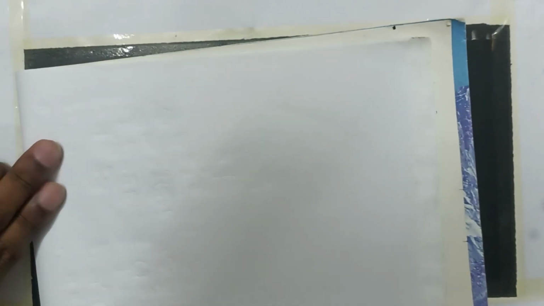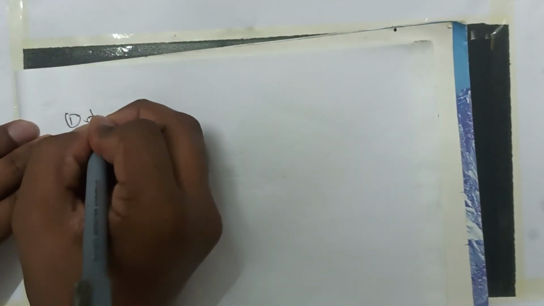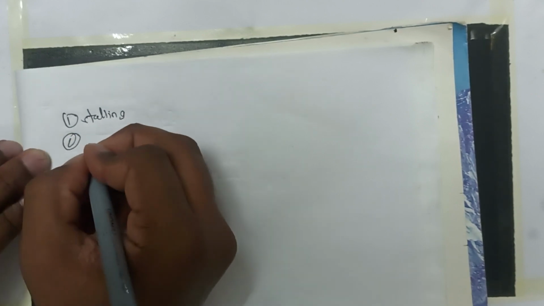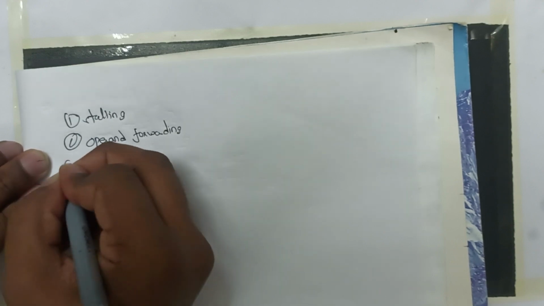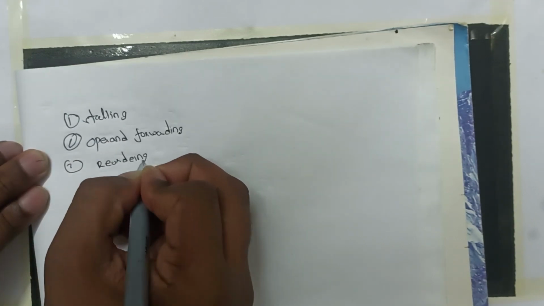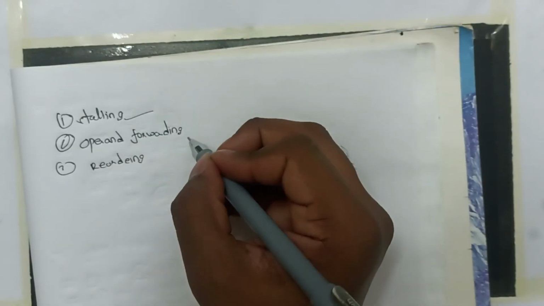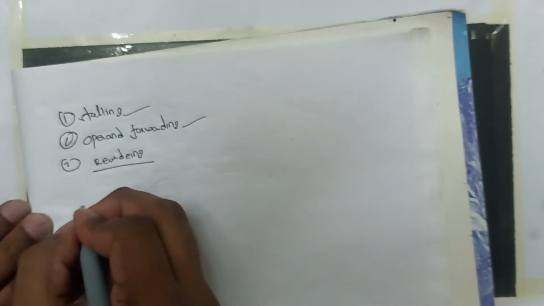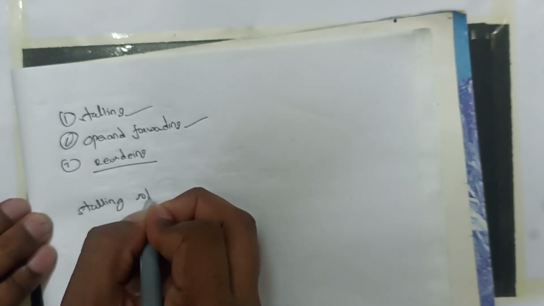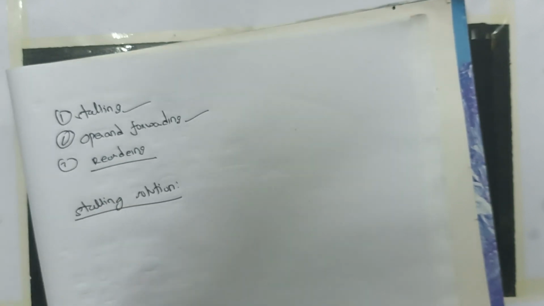Now today we are going to see the solution to resolve the data hazard. There are three types of solution from which we can resolve data hazard. Number one is stalling, number two is operand forwarding, and number three is reordering. In this video, we are going to cover stalling and operand forwarding, and in upcoming videos, we are going to cover reordering solutions.